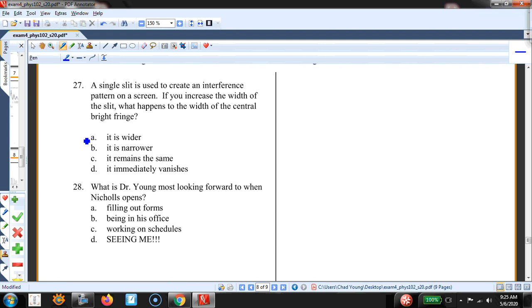Single slit is used to create an interference pattern. If you increase the width, what happens to the width of the central bright fringe? It's going to be narrower. a sine theta equals m lambda. If this goes up, this goes down, and that theta is what defines the size of the central bright fringe.